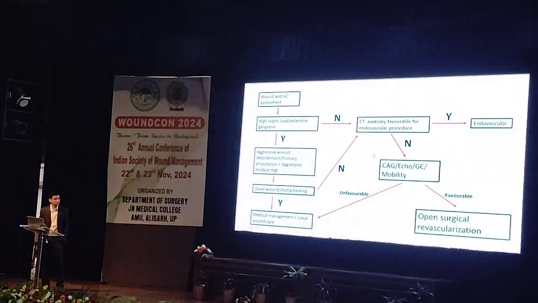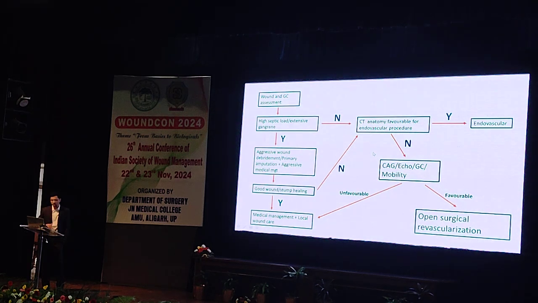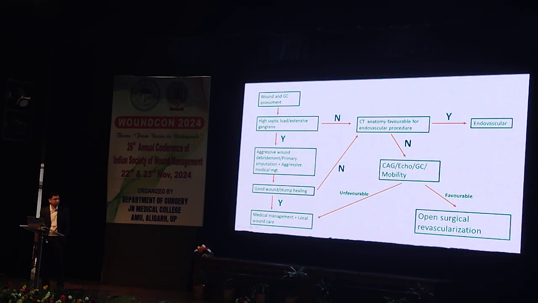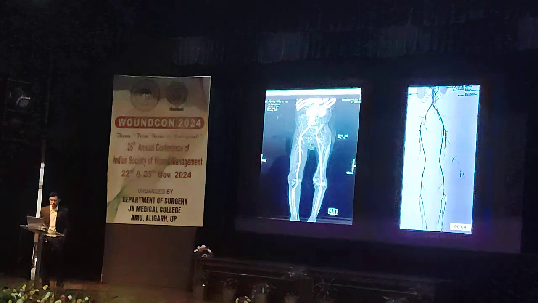In case the CT anatomy is not favorable, which I have seen in most of the cases presenting late, and they are TASC D lesions, we assess the patient for surgical candidacy. We go for a coronary angiogram in all patients, an echo, a general condition assessment, assessment of mobility, and other anesthetic checkups. If it is all favorable, the patient is young, he can take up surgery, we go for surgical revascularization. If the patient is not fit for surgery, then we have to stick to medical management and even more debridement of the wound as required. So this is the basic algorithm, and we have to individualize it to each patient and have a team decision.